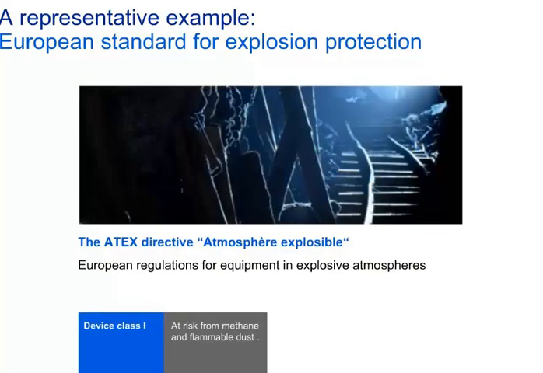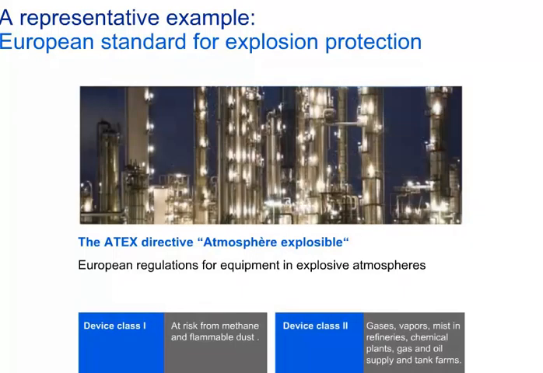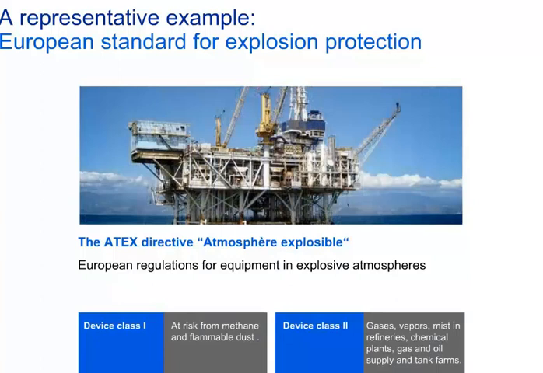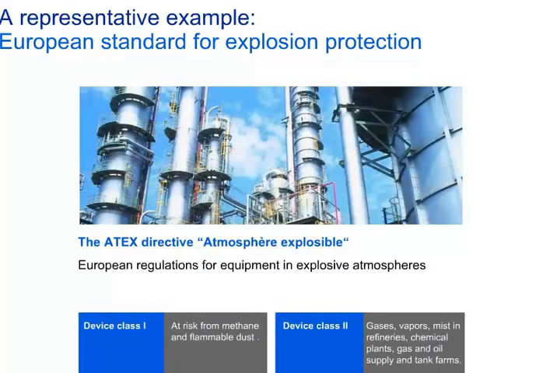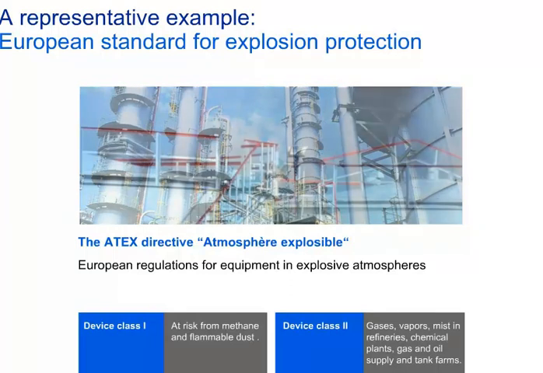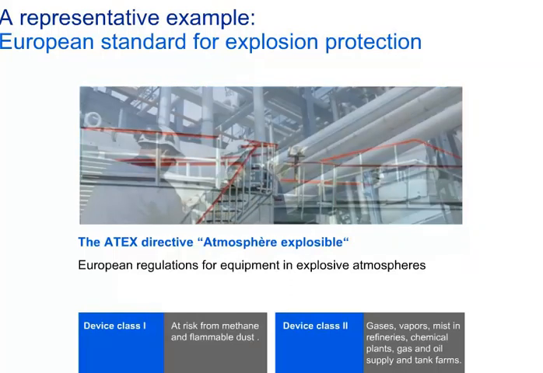Device Class 1 comprises equipment for use in coal mining, where the risk is from methane and flammable dust. Device Class 2 applies to equipment for use in the remaining zones, which might be at risk from a potentially explosive atmosphere, for example from gas, vapor or mist in refineries, chemical plants, gas and oil supplies, and tank farms.